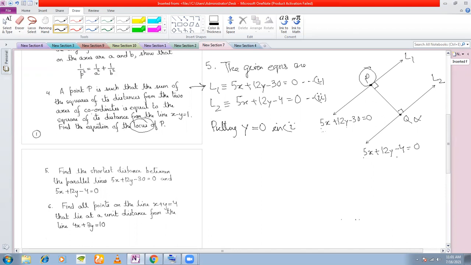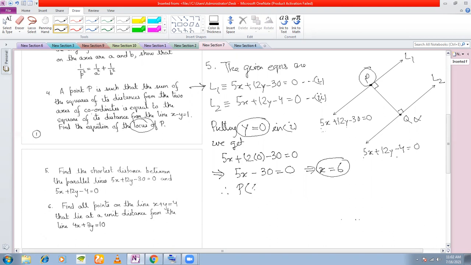Putting y is equal to 0 in 1, we get 5x plus 12 into 0 minus 30 is equal to 0. Remember, this is a technique of finding a point on any line you want. So 5x minus 30 is equal to 0, which will give you x is equal to 6, right? So what have we taken? We have taken y is equal to 0. And what is the corresponding x we are getting? 6. Therefore, P(6, 0) is a point on the line.